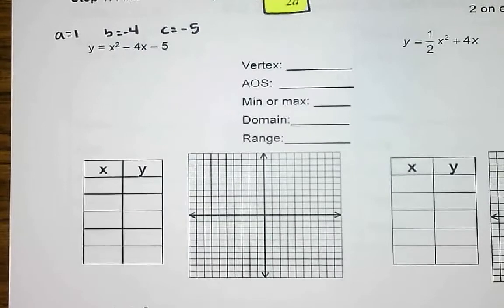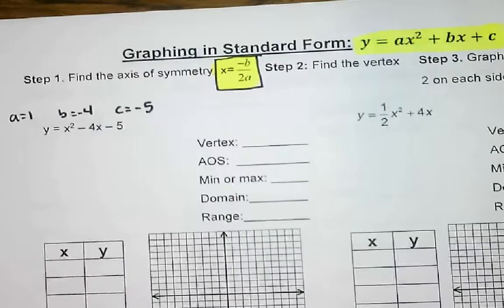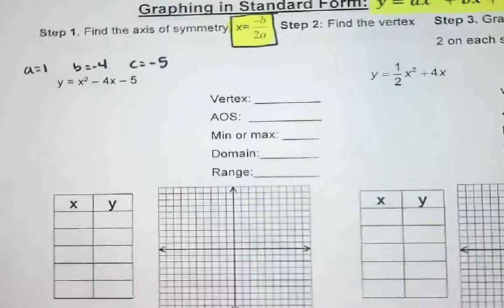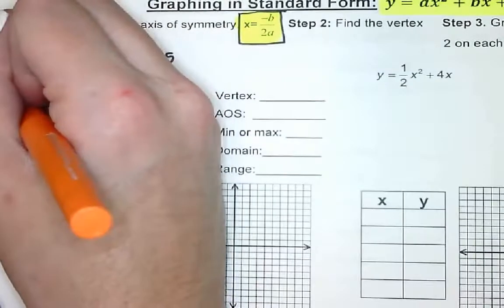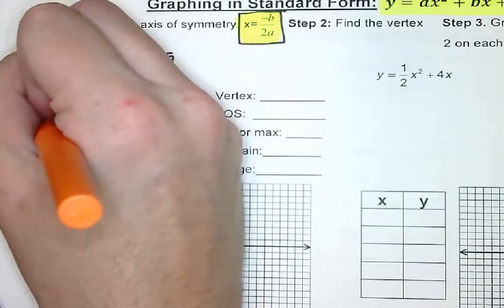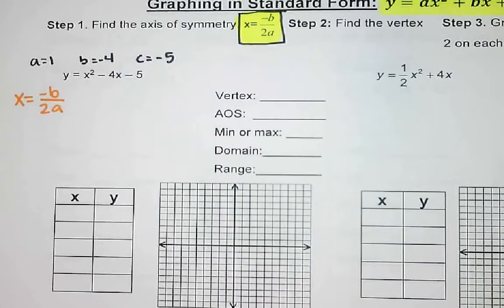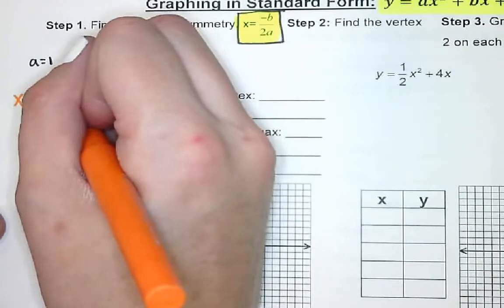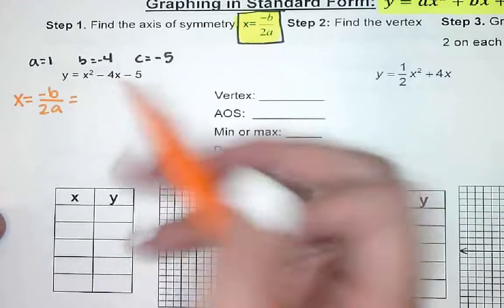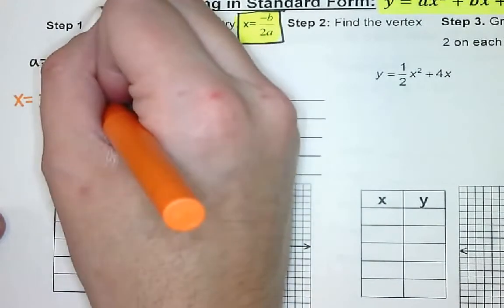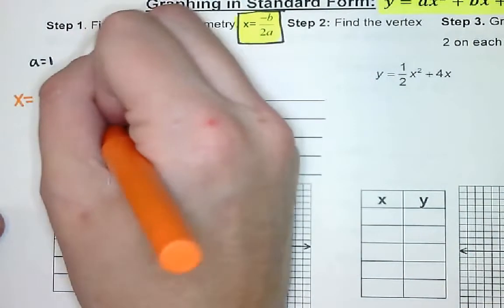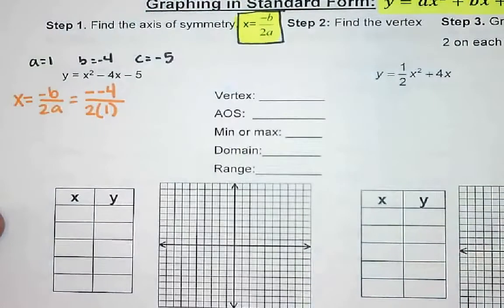Okay? So now we're going to take a look at this, and we want to identify what is our axis of symmetry. So we're going to use this equation, which is x equals negative b over 2a. And y'all, what is my b value? Negative 4. So negative b, so negative negative 4 over 2 times a, 2 times 1.